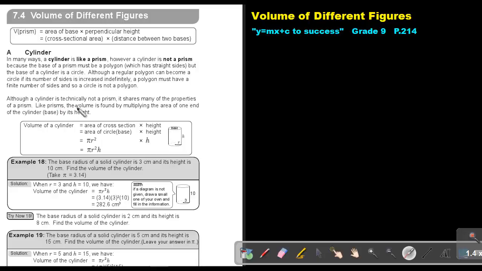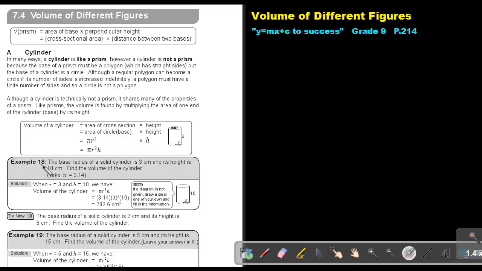Like prisms, the volume is found by multiplying the area of one end of the cylinder, the base, by its height. So the volume of a cylinder is the area of the cross section, so the area of the base multiplied by the height. So what is the area of a circle? Pi r squared multiplied by the height. That's the volume of a cylinder.